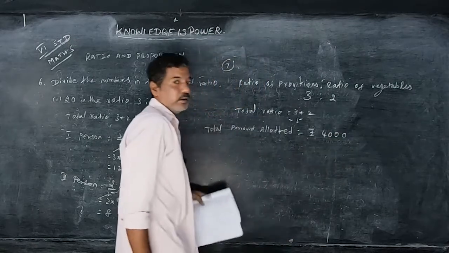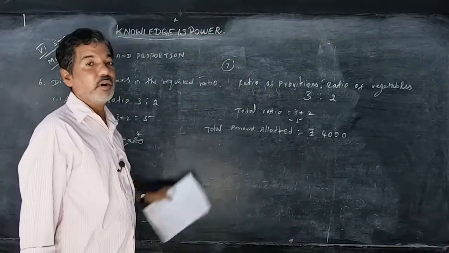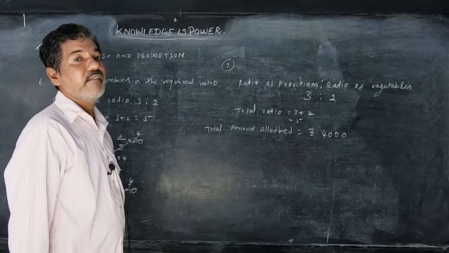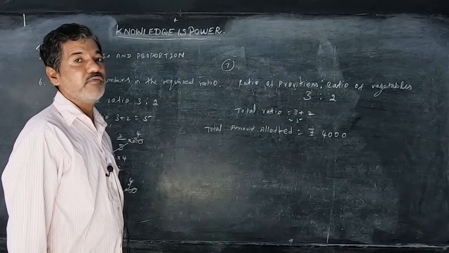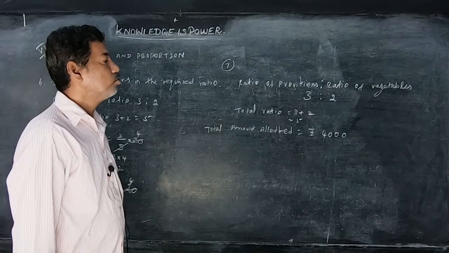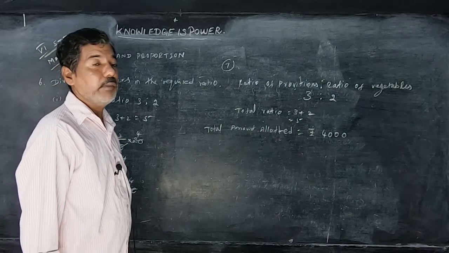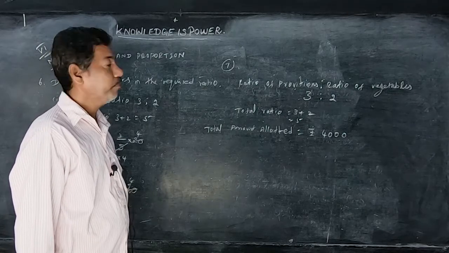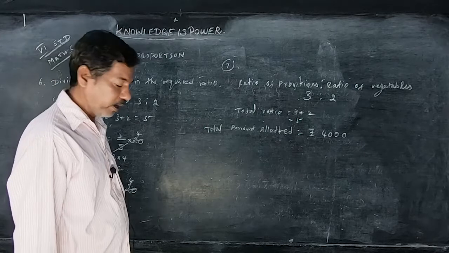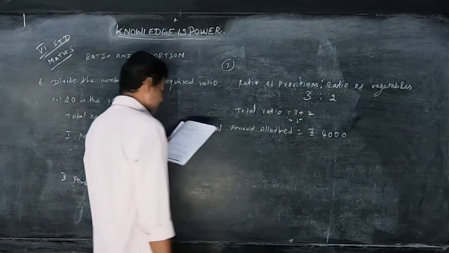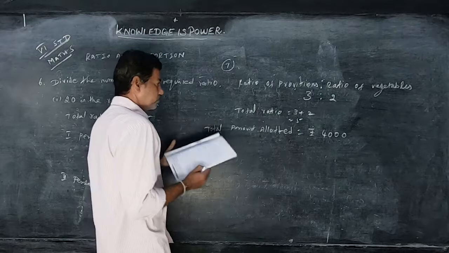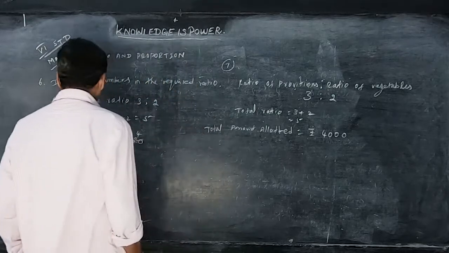4000 rupees was given. How much is used for provisions and how much for vegetables, that is the question. Totally they gave 4000, and how do you divide and use that 4000 rupees? That is the concept in this question. Okay, so first you have to take what?